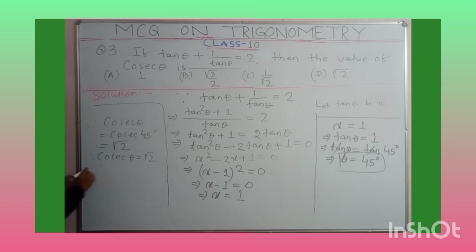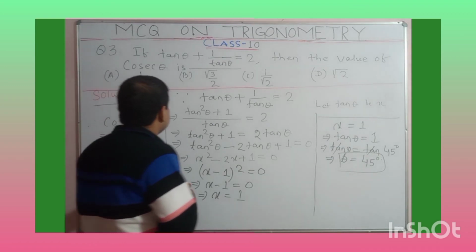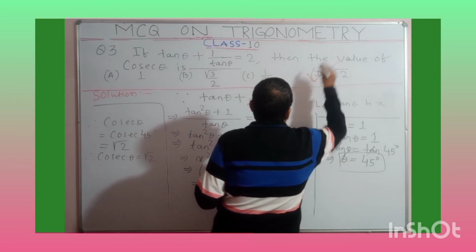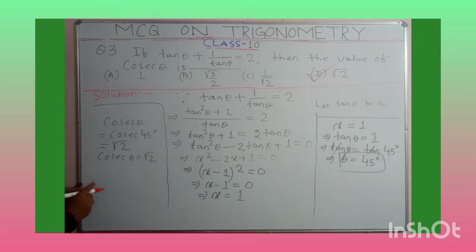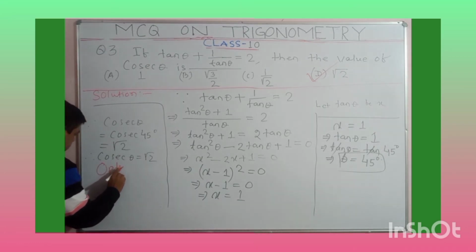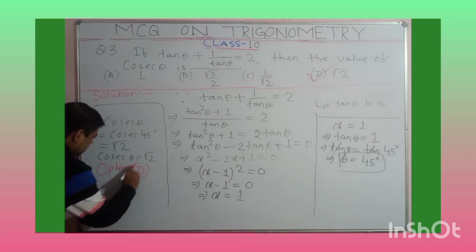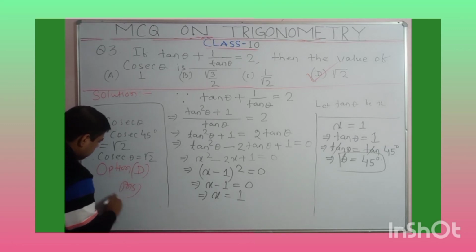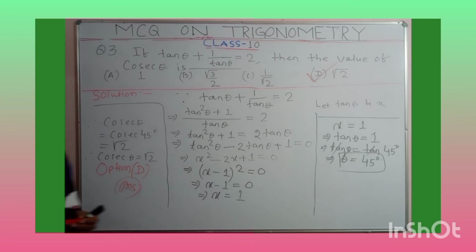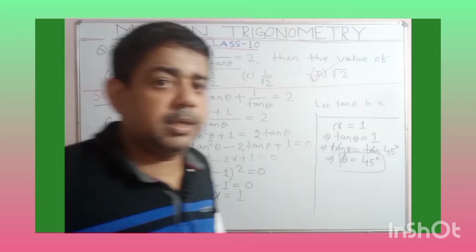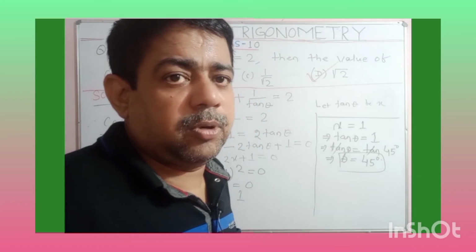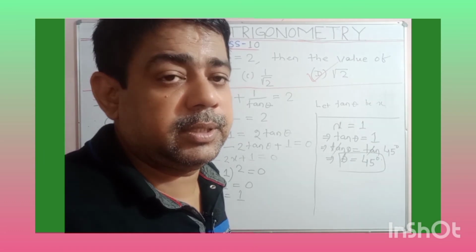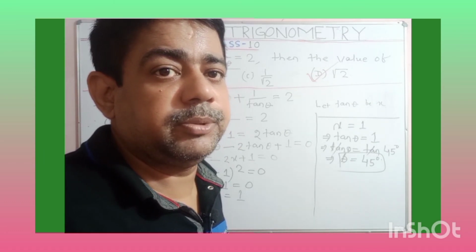And which is the correct option according to you? Here the correct option is root 2. Where is root 2? Yes, option D is the correct option. Okay, hence option D is the correct option. Is it clear? Okay, understand? Just follow the trick, how to solve, how to find out.